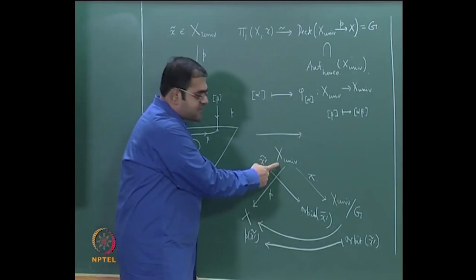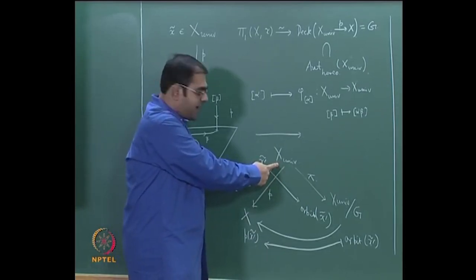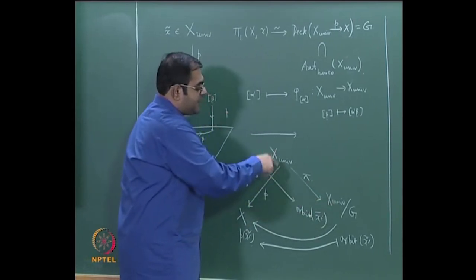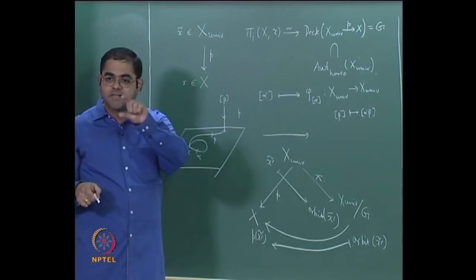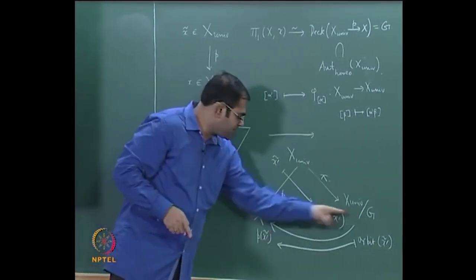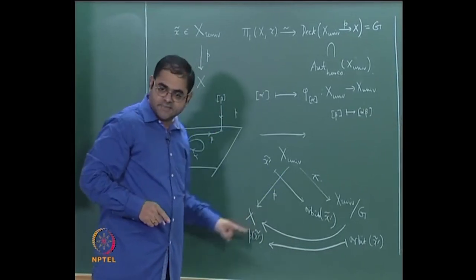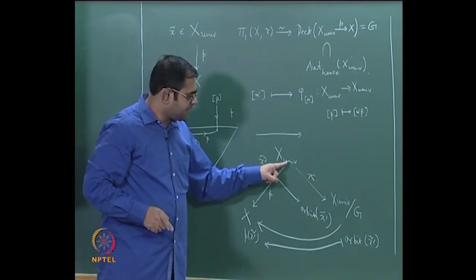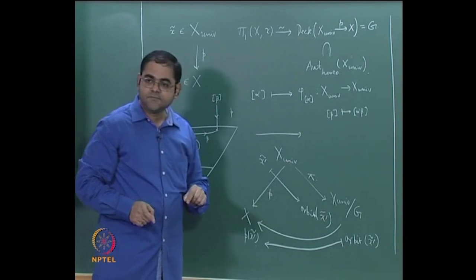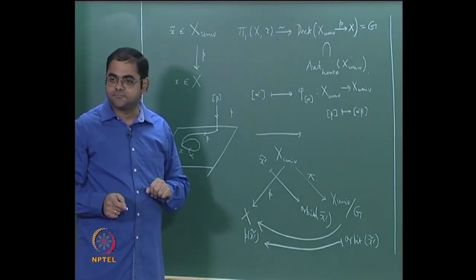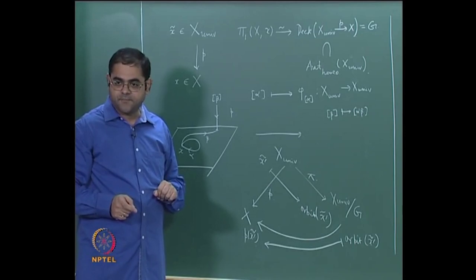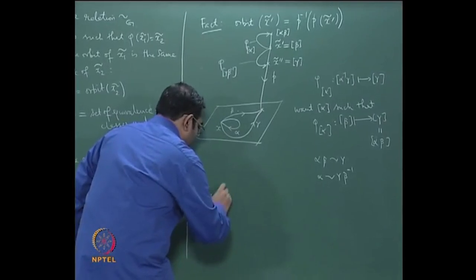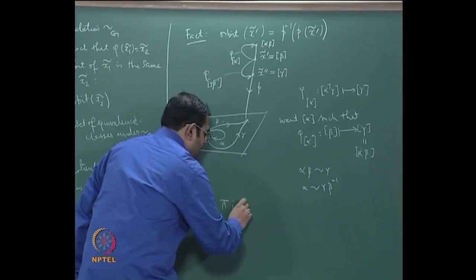Okay, but the orbits are precisely the fibers. All right, and therefore this set is just taking all these fibers here and thinking of each fiber as a point. Okay, so you get a map like this, and this map is bijective, you can easily see, and you can also see that this pi will be actually an open map. Okay, pi will be an open map, and why is that so? So let me write, pi is an open map.